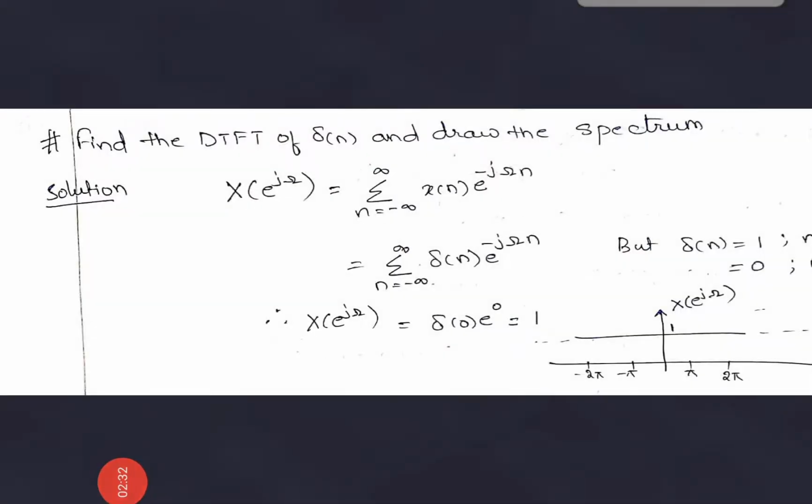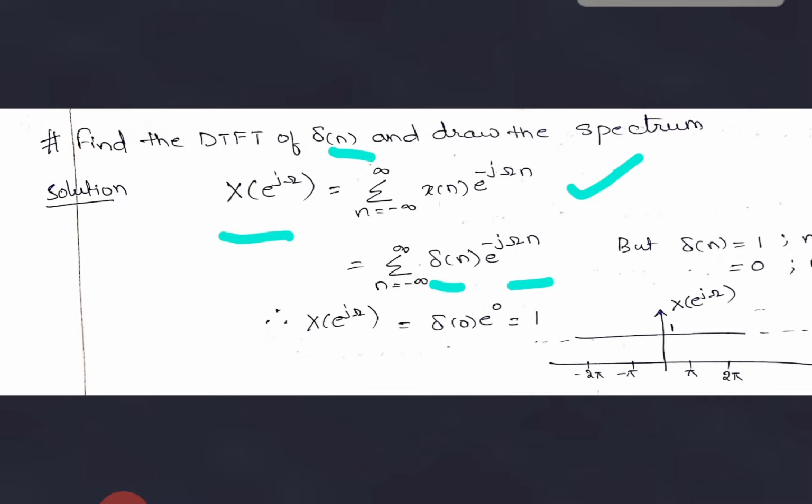Let us see another problem. Find the DTFT of delta n impulse signal and draw the spectrum. X of e raised to j omega is given by summation n equal to minus infinity to plus infinity x of n e raised to minus j omega n. Now summation n equal to minus infinity to plus infinity, x of n is given as delta n, e raised to minus j omega n.